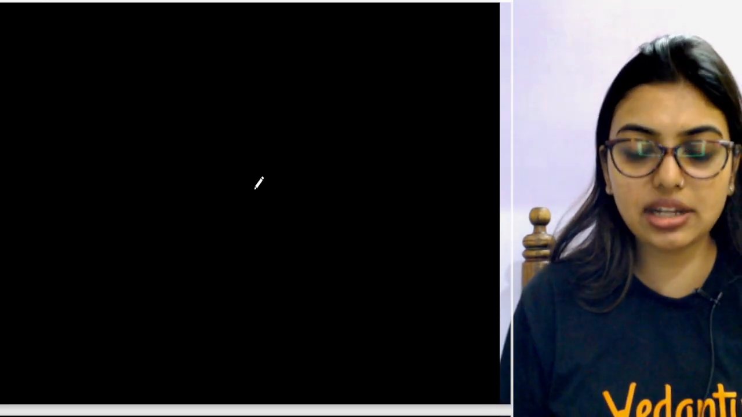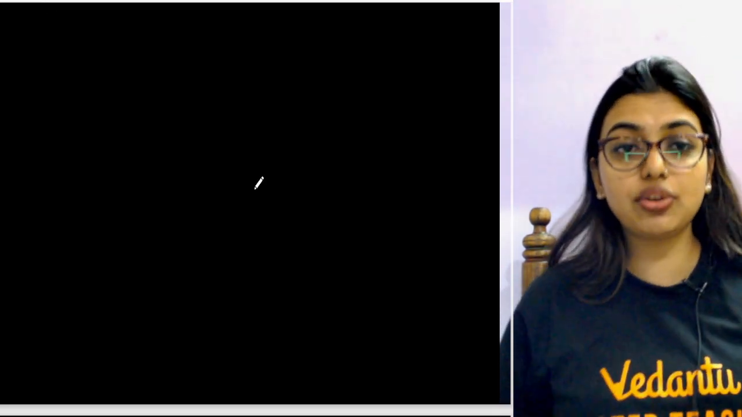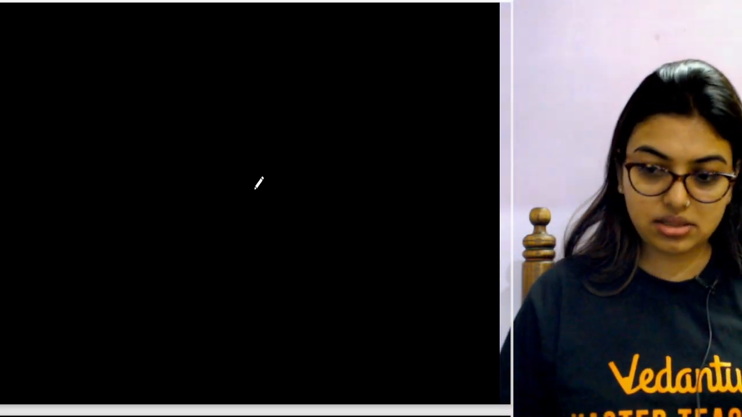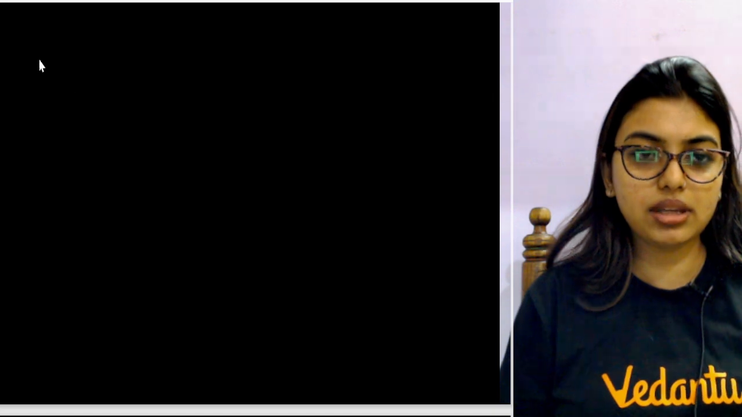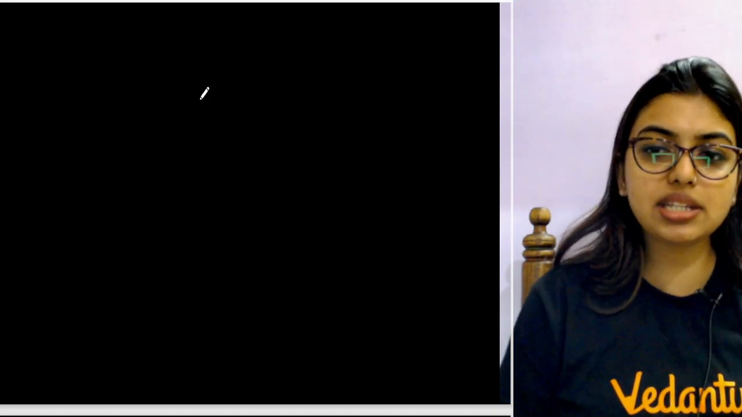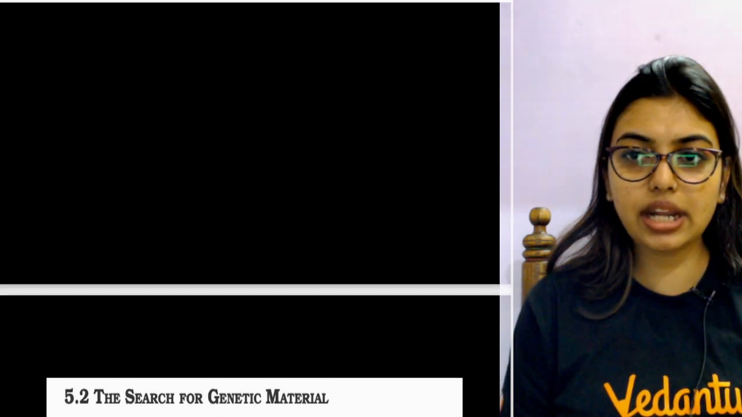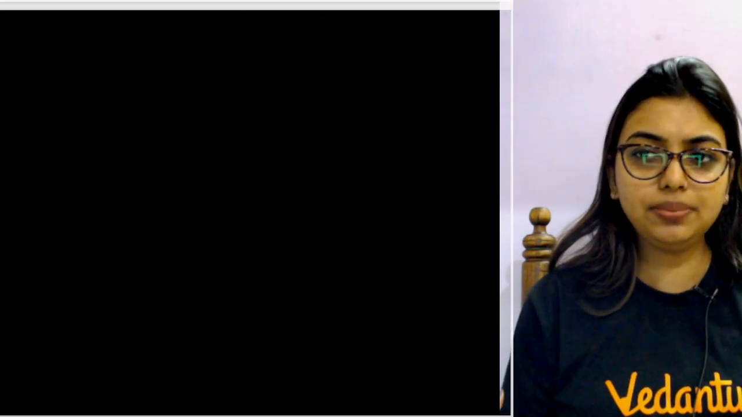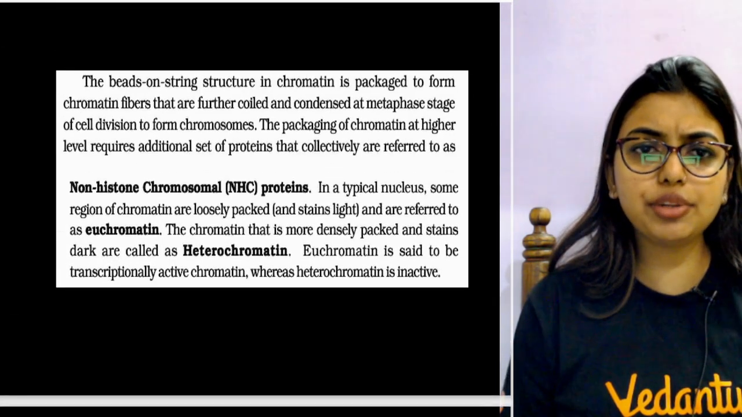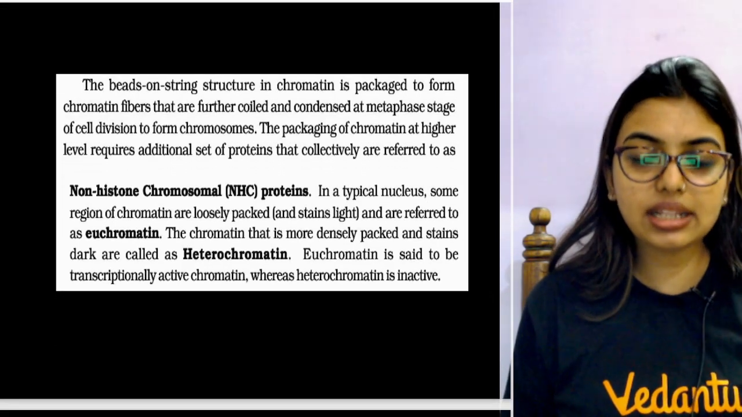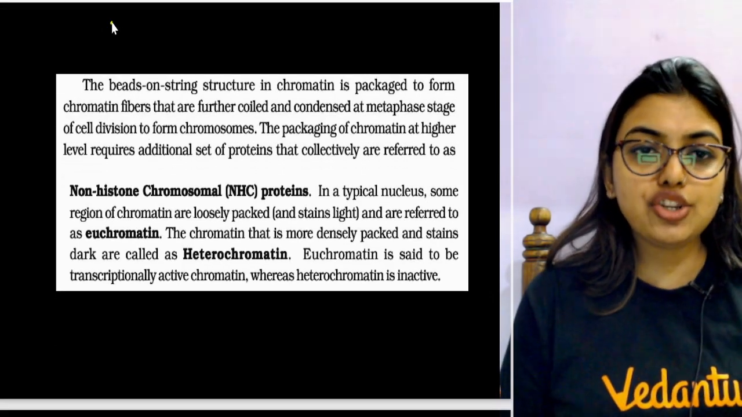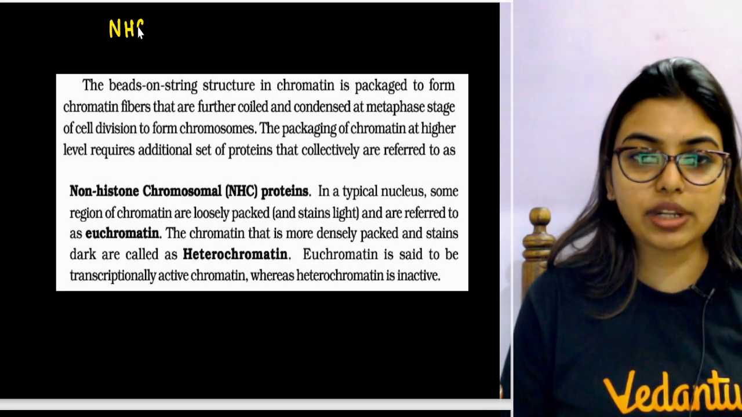So we have understood up to the salient features. We have understood how the packaging of the DNA happens. Now we have to learn about euchromatin and heterochromatin, students. Look here, in the DNA there are going to be regions which are dark, and some which are light, but other than that there is something called non-histone chromosomal protein, NHC.